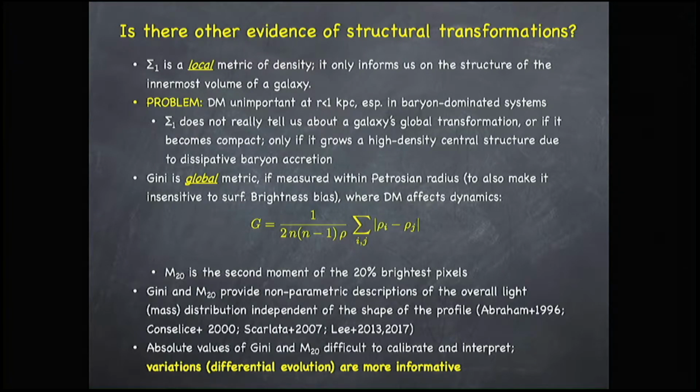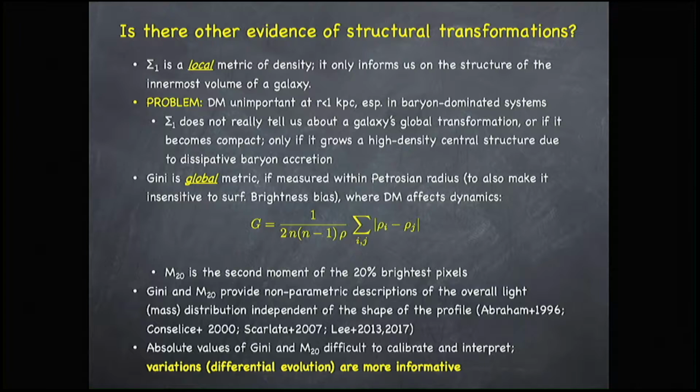Light profiles again? Nah. It's model dependent, it's parametric, there are awful covariances. I just resorted, because I'm lazy and didn't want to think too hard, to using the Gini coefficient. What is the Gini coefficient? It is measured within the Petrosian radius.